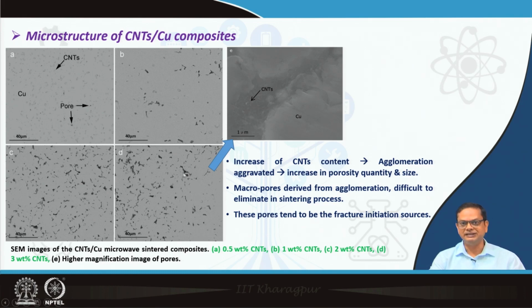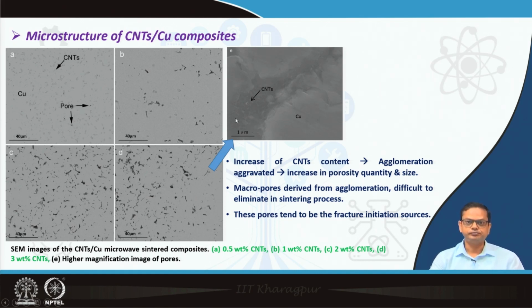In fact, you can see the D image, which is with 3.8% CNT, a higher magnification image, and you can see that inside those porosities there are a lot of CNTs. So, CNTs have got agglomerated, and that led to porosity entrapment in between the particles of the copper.